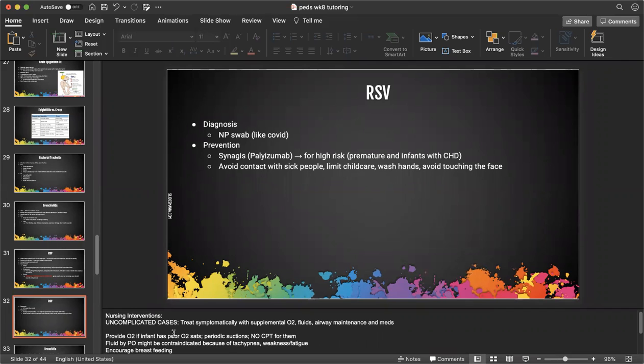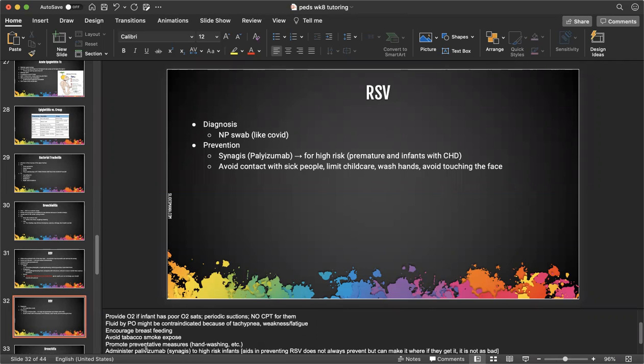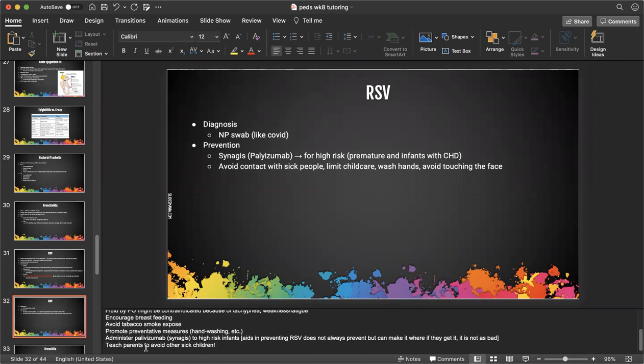For the nursing interventions, for uncomplicated cases, you can treat them symptomatically with supplemental O2, fluids, airway maintenance, and meds. Provide oxygen if the infant has poor oxygen stats. You can do periodic suctioning, but no chest physiotherapy. You can give fluids per oral, but it might be contraindicated because of the tachypnea, weakness, and fatigue, because remember, in the progressive stage they could refuse bottle feeding or refuse things by mouth. You want to encourage breastfeeding, avoid tobacco smoke exposure, and promote preventative measures like hand washing, limiting childcare, and avoiding contact with sick people.